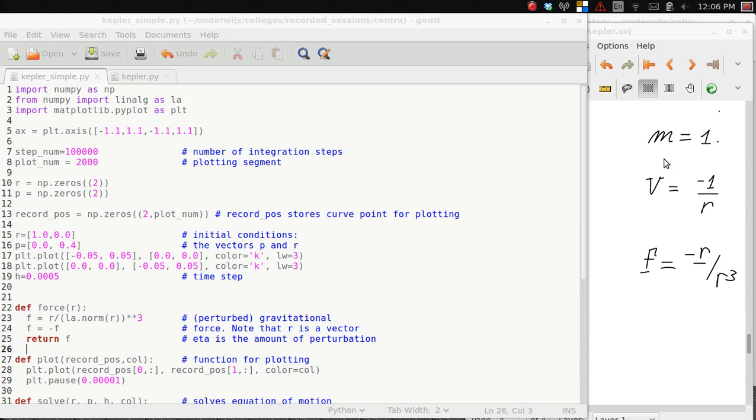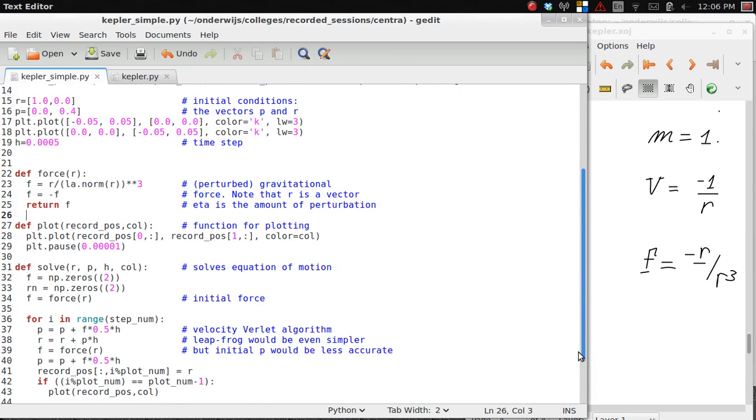Now I take the Kepler force, the gravitational force, as -1 over r, so the prefactor is simply -1, and if I calculate the force from this potential, I get minus the vector r divided by r to the third, and you see that that is encoded here in this function which calculates the force. So we have minus r divided by r to the third.